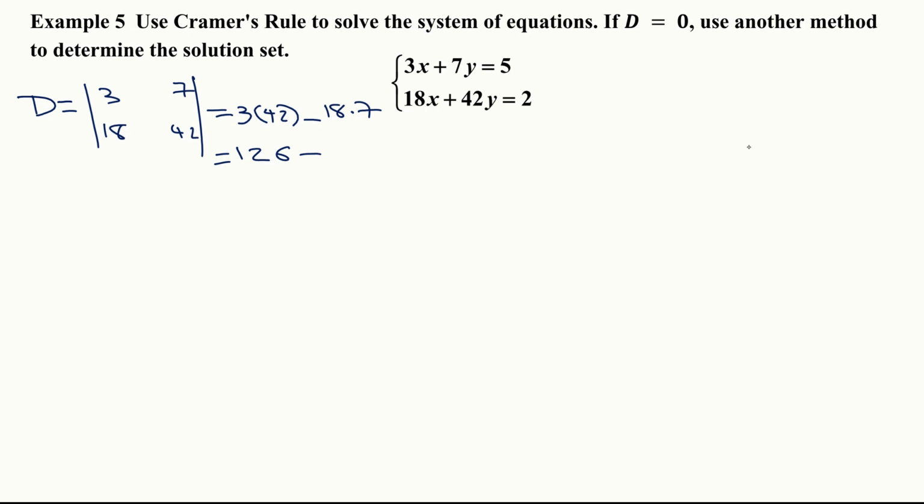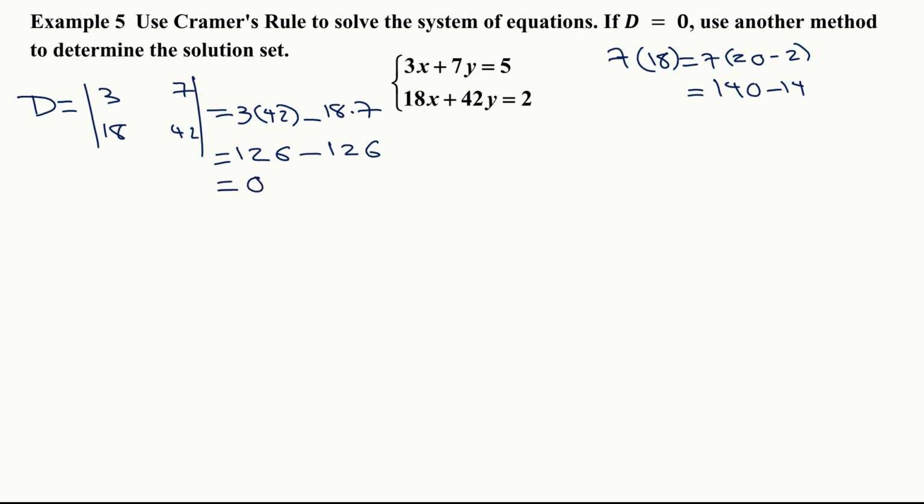7 times 18, let me show you a nice little trick. You can think of 7 times 18 as 7 times 20 minus 2, right? So that's 140, take away 14, so that's also what? 126. And notice you end up with 0.